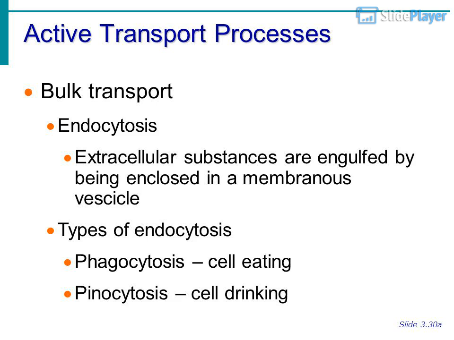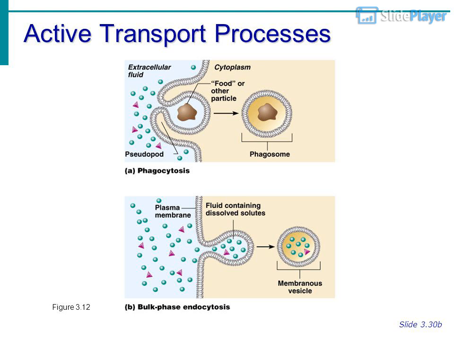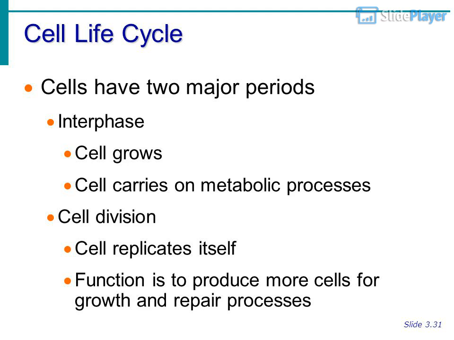Bulk transport. Endocytosis. Extracellular substances are engulfed by being enclosed in a membranous vesicle. Types of endocytosis. Phagocytosis, cell eating. Pinocytosis, cell drinking. Slide 3.30a. Active transport processes. Figure 3.12. Slide 3.30b.